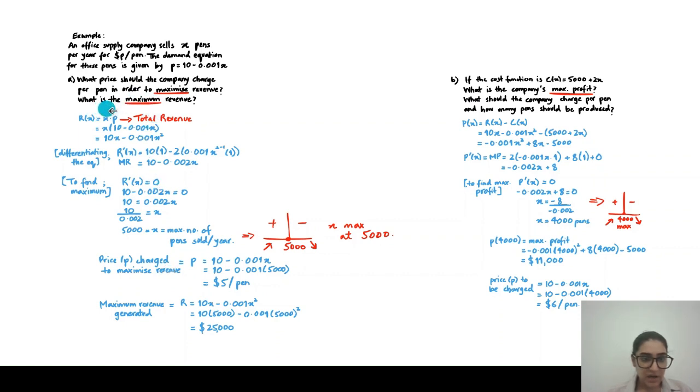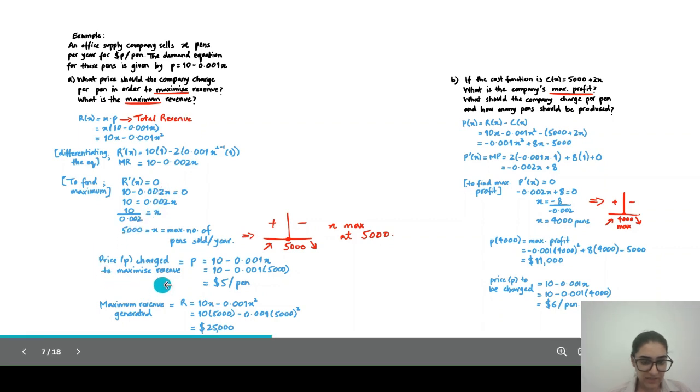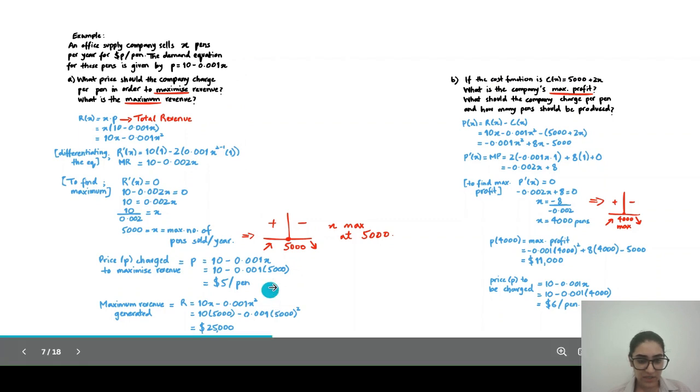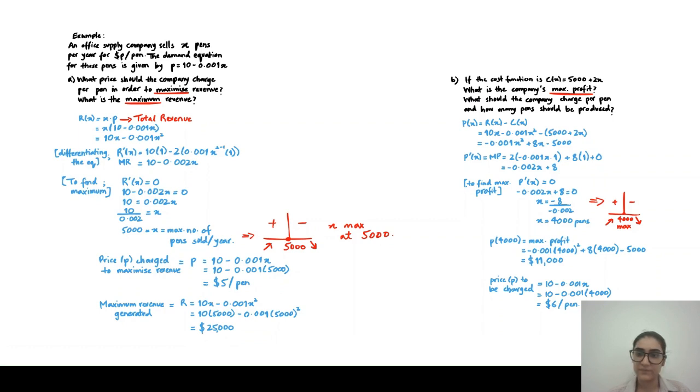And now the second part asks, what is the maximum revenue? To find revenue, we have to find the price that is charged per pen. Just using our demand equation from before, the original equation, we put in 5,000 and we get $5 per pen to be charged. Now the maximum revenue generated is 10x minus 0.01x squared. Putting in 5,000, we get $25,000, which is our maximum revenue generated.